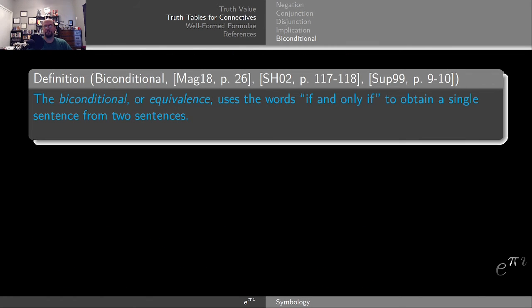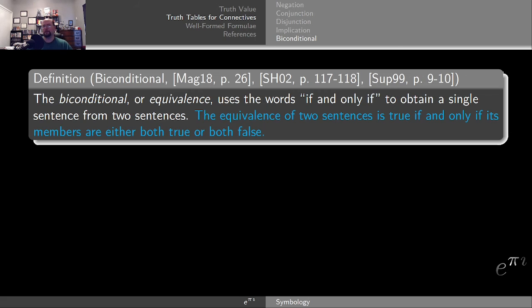Lastly, let's consider the biconditional. So recall the biconditional, or equivalence, uses the words if and only if to obtain a single sentence from two sentences. The equivalence of two sentences is true if and only if its members are both true or both false. So double true and double false are the only times this thing is true. For notation, we basically use the same symbol from the implication. What we do is instead of having a single-ended arrow, you have a double-ended arrow. So if and only if. So we have P if and only if Q could be written this way.